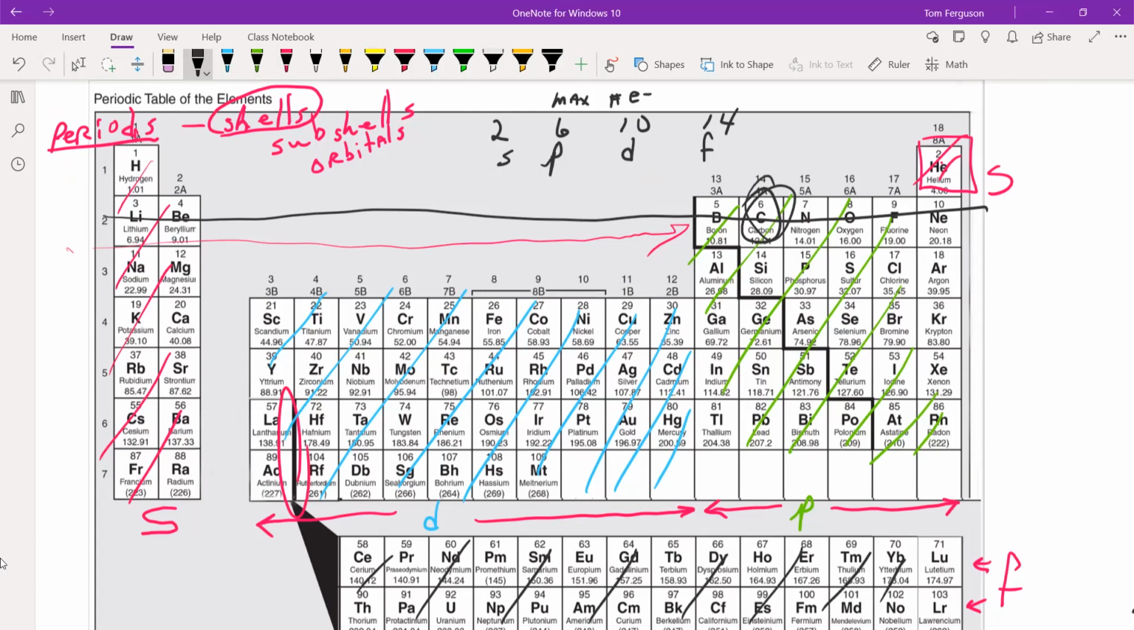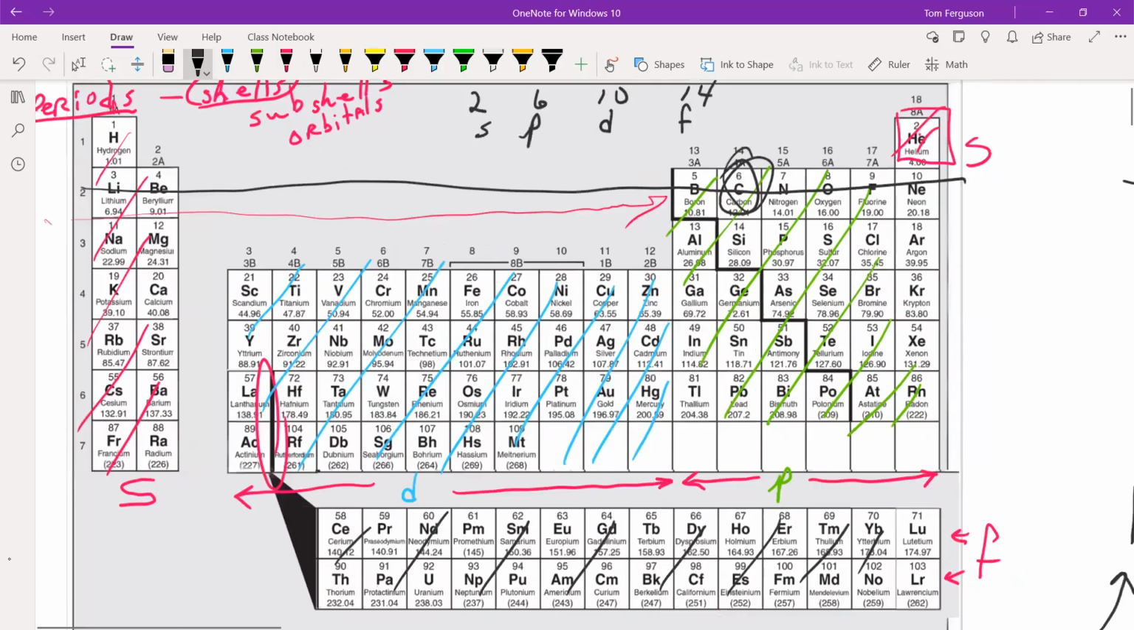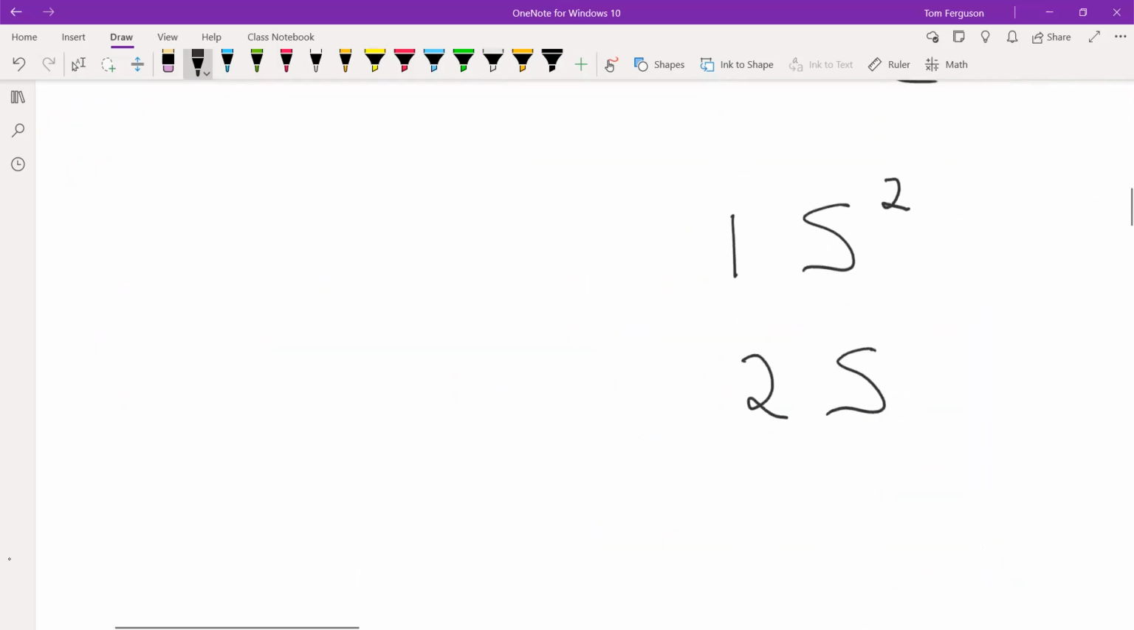So how many electrons can we put in that S orbital? 2, exactly. So that takes care of 2. And how many do we have left over? 2, exactly. So that's what's going to go in the next sublevel up, P's. Okay, so we're going to put 2 in the S and 2 in the P. And that's what carbon's electronic configuration looks like. 1s2, 2s2, 2p2.